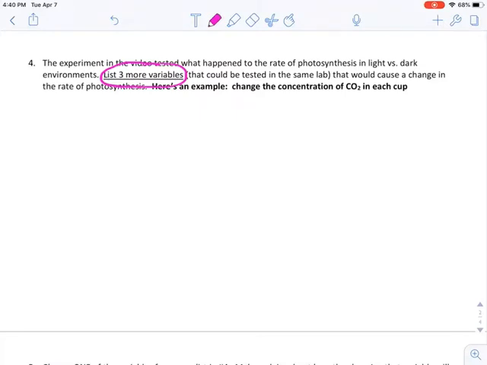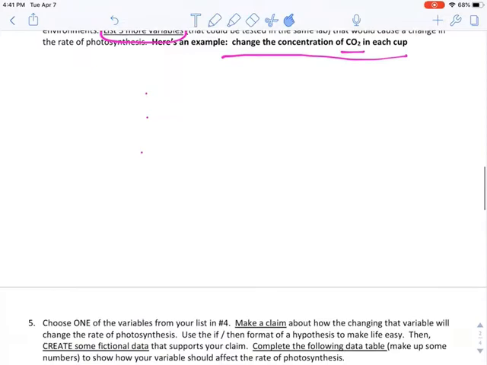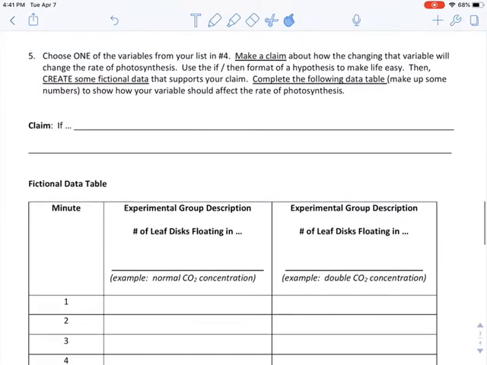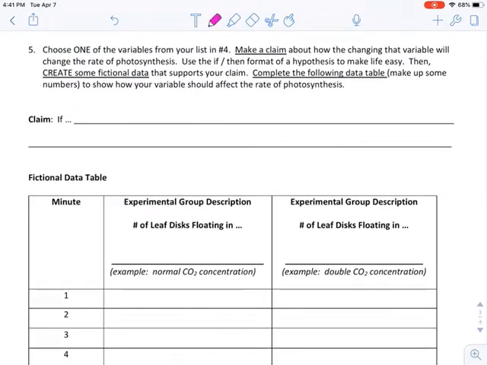Here's one example. Since I know that plants need CO2 to do photosynthesis, if I manipulate or change the concentration or the amount of CO2, can I influence the speed or the rate of photosynthesis? So you're going to make your little list here. And then I want you to, in number 5, pick one of the things on the list, whatever one you think you know the most about or you feel the most comfortable with. Just choose one. And that's going to be the source then of your experiment.